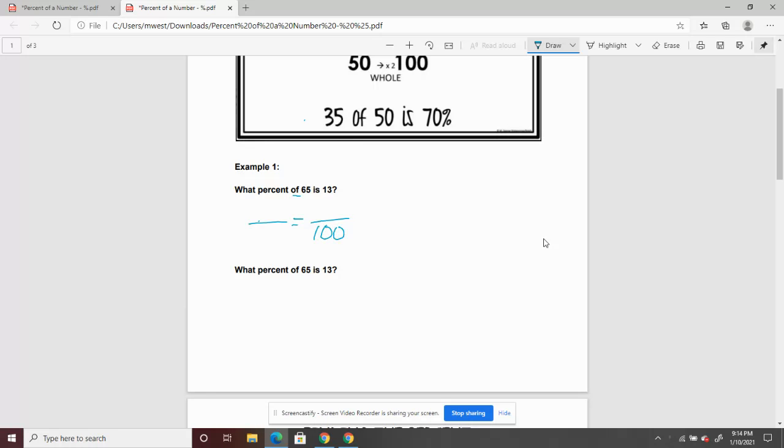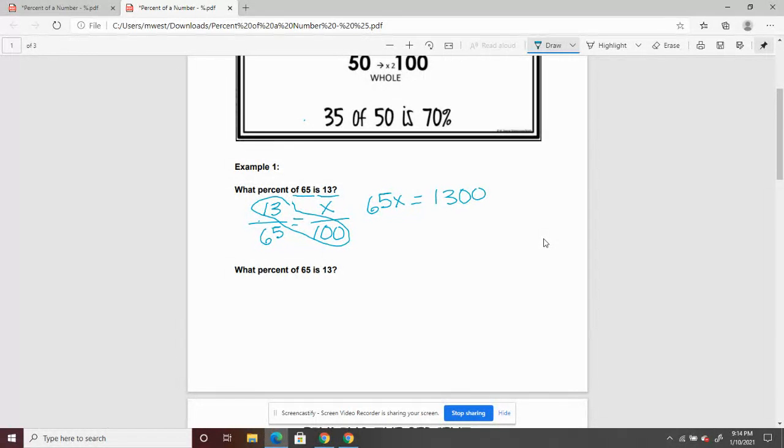What percent of 65 is 13? So we're going to put 13 right here and 65 right here. We know we're looking for the percent because there's no percent sign in the problem. All right, so we're going to circle 13 times 100, and that gives us 65x equals 1300.